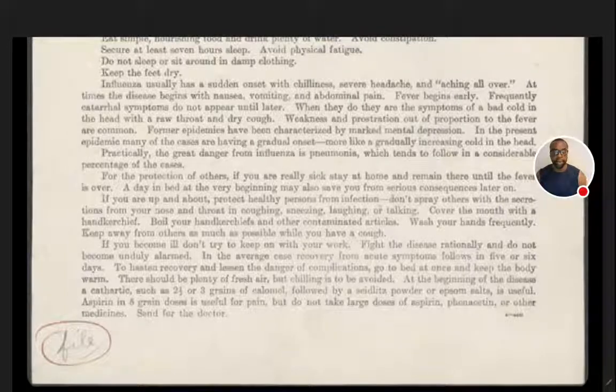If you are up and about, protect healthy persons from infection. Do not spray others with secretions from your nose and throat, when coughing, sneezing, laughing, or talking. Cover the mouth with a handkerchief. Boil your handkerchiefs and other contaminated articles. Wash your clothes frequently. Keep away from others as much as possible while you have a cough.